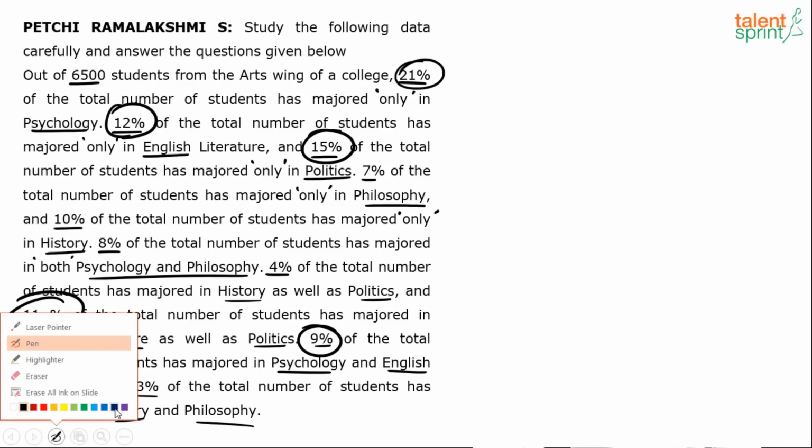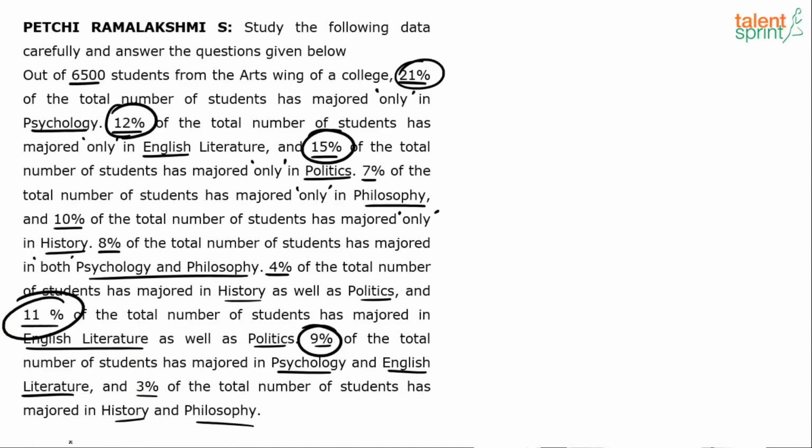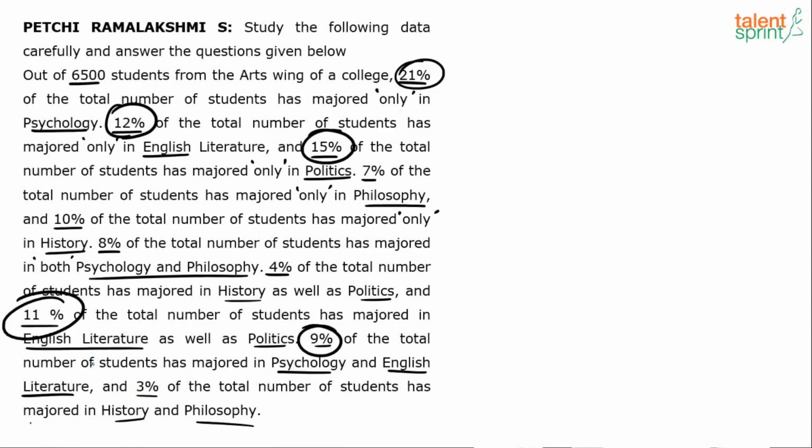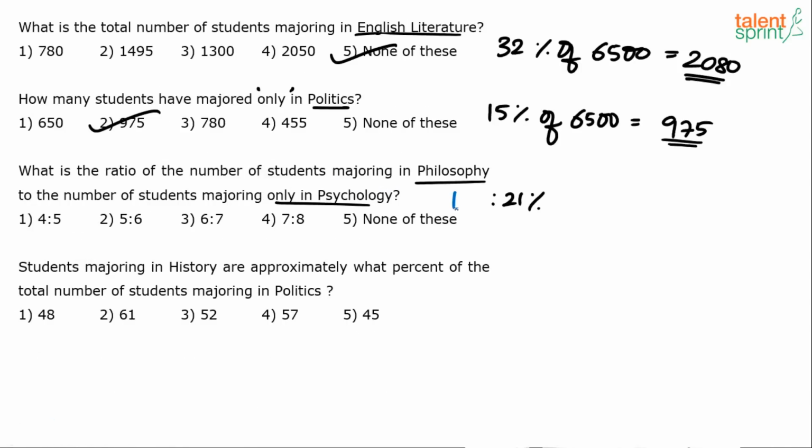Let me use a different color so that you don't get confused. Philosophy. Philosophy is what? Let's say philosophy we will show in blue, right? Philosophy, all the possible philosophy numbers. So 7% philosophy, right? Then 8% here have done psychology and philosophy both, right? Then history, politics, English, politics, psychology, English, history, philosophy. You understand? So philosophy means 7% is only philosophy, 8% is psychology and philosophy, 3% is history and philosophy. So philosophy total is 7 plus 8, 15, 15 plus 3, 18, right? So if you go back to the question, this becomes 18%.